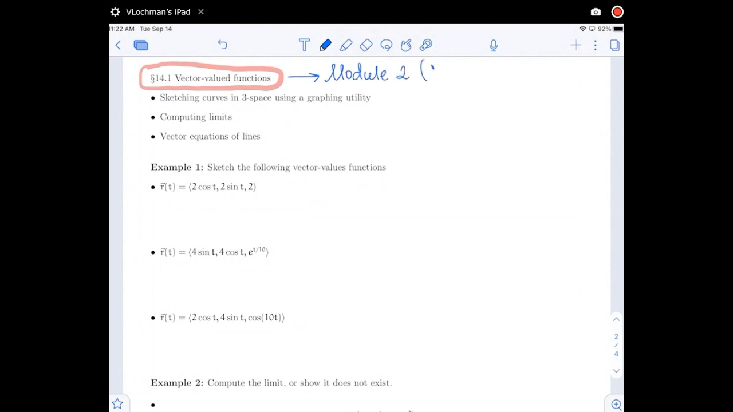Okay, and that's chapters 14 and 15. Okay, for module 1 we talked about chapters 12 and 13.